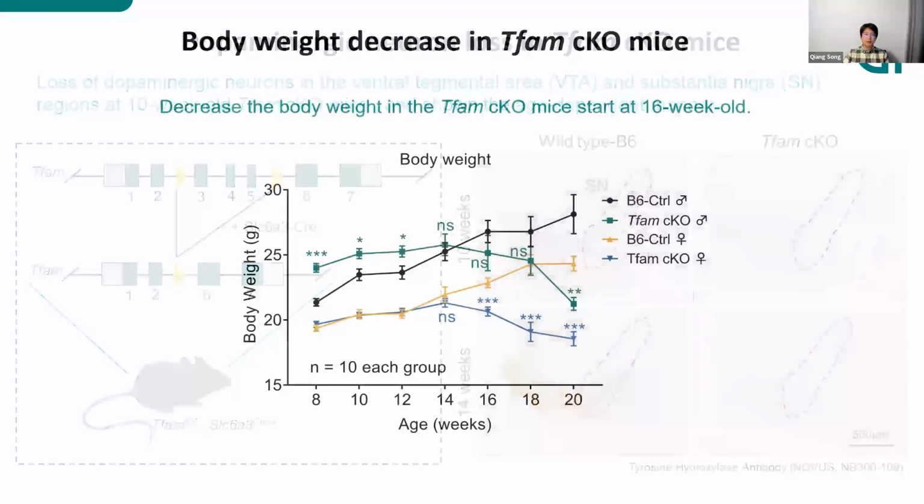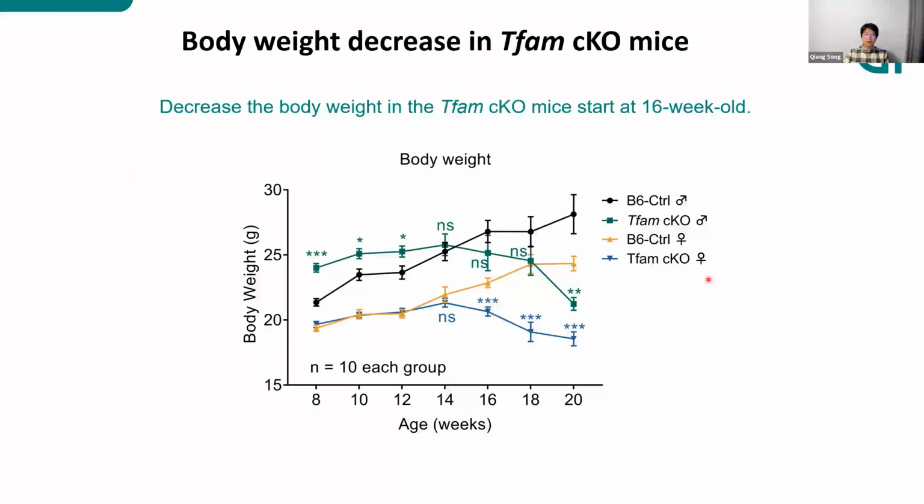We also documented the body weight changes in the T5 CKO mice. It clearly shows decreased body weight in both the T5 CKO female and male groups, and these two groups of mice have a similar decrease in body weight starting at 6 weeks old.